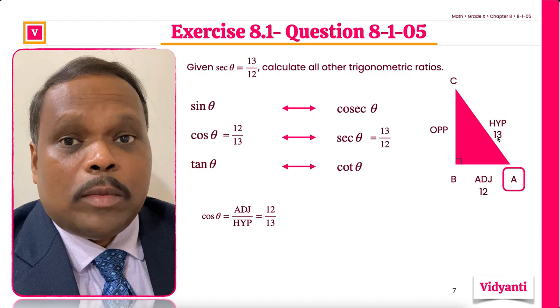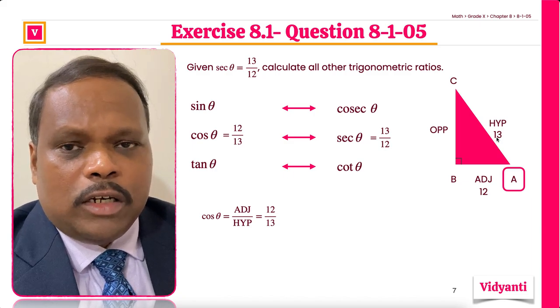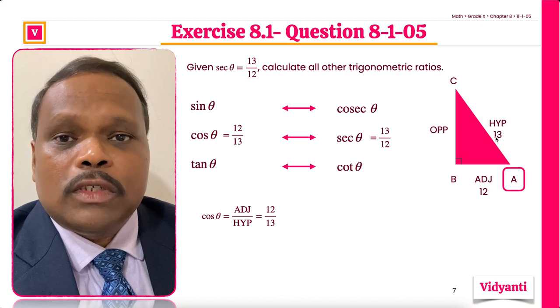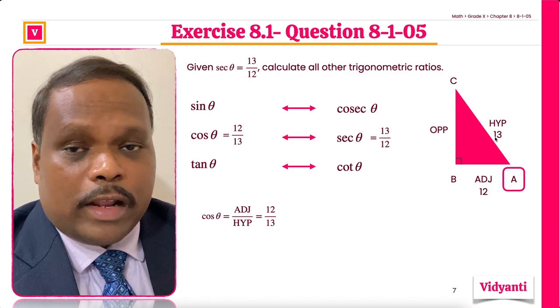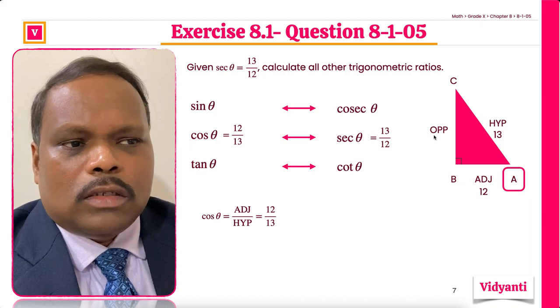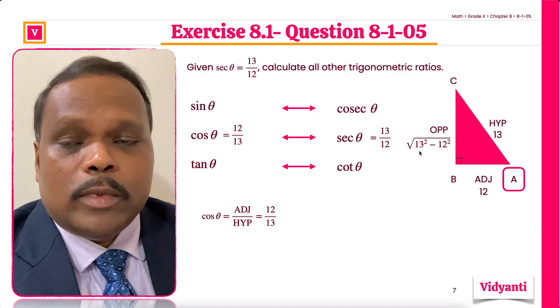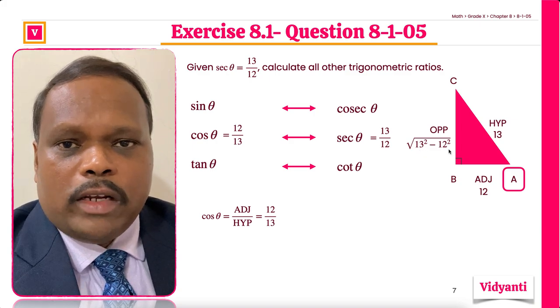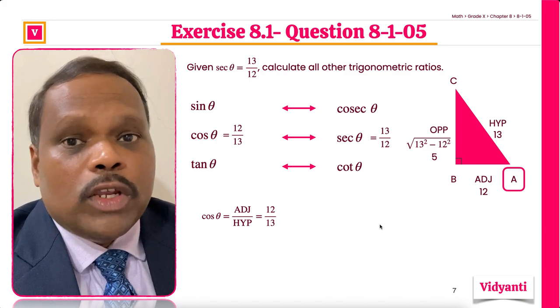Remember, in case of hypotenuse, you are going to add the squares, and if either of the remaining two sides is asked, then we have to subtract the squares. And don't forget to take the square root of the final answer. Now opposite is missing in this case, so we can calculate it using Pythagoras. That will be 13 square minus 12 square, and everything under square root. That will come out to be 5. Now we know all three sides.